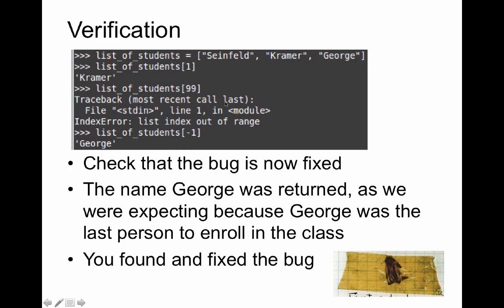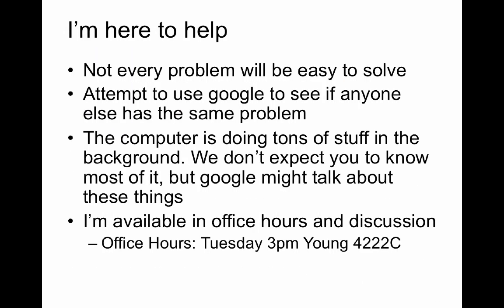So by pressing the Enter key, we're trying to verify that what we're doing works. So now if we try to find the last person enrolled in the class, we can say the list of students with the -1 index, which is the last element of the list, and it returns the name George. The problem is now solved. So verify that the bug is now fixed. We did. The name George was returned, and we fixed the bug. Tape it to your lab notebook, because it's done. And that's debugging in a nutshell.